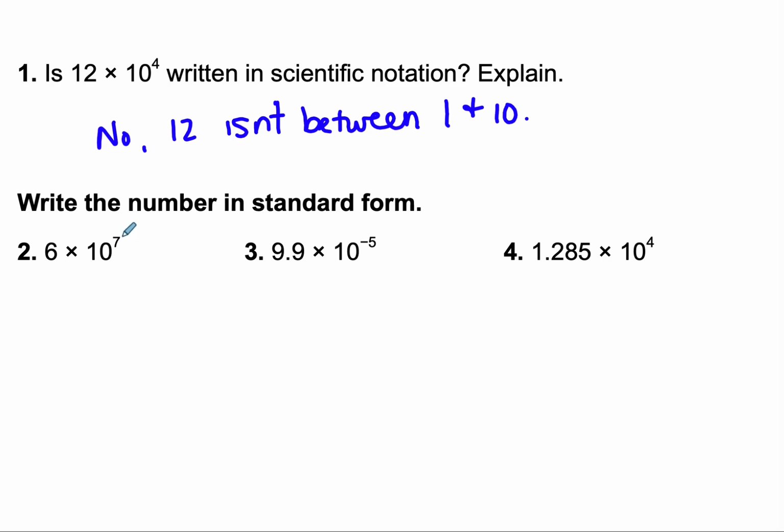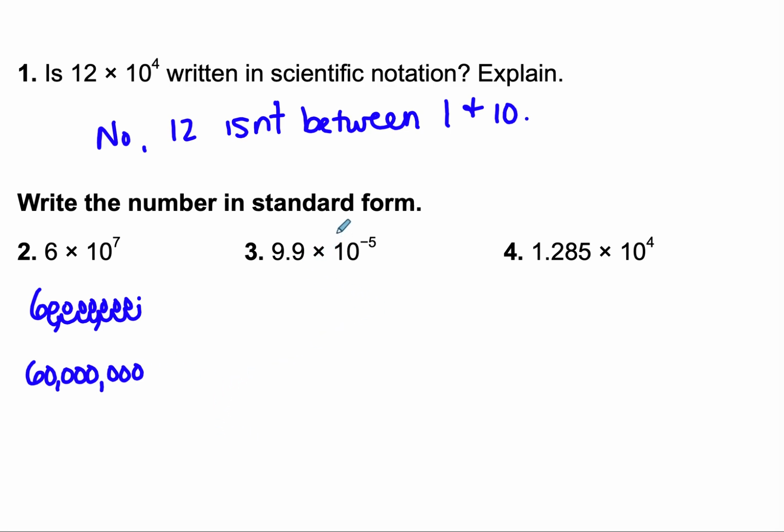Okay, write the number in standard form. 6 times 10 to the 7th power. We have a positive exponent. Our number 6 is going to get bigger. 1, 2, 3, 4, 5, 6, 7. Holy moly, we're going to add a lot of zeros here. 1, 2, 3, 4, 5, 6, 7. Okay, so when I put my commas in, I need a comma here. I need a comma here. That is going to give me 60 million.